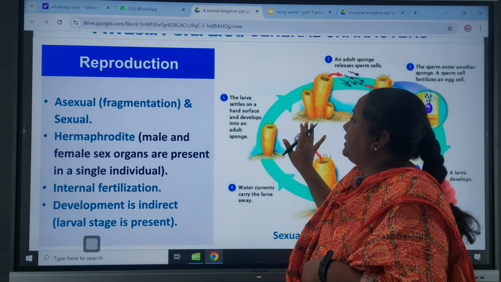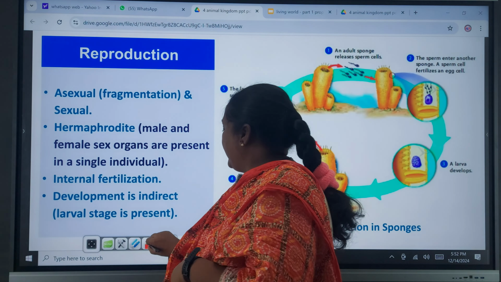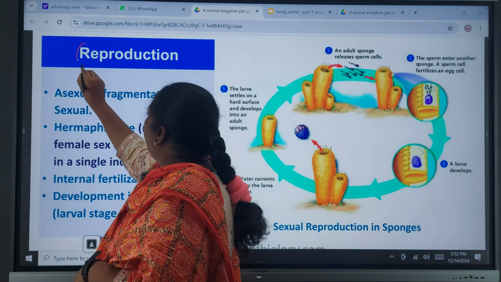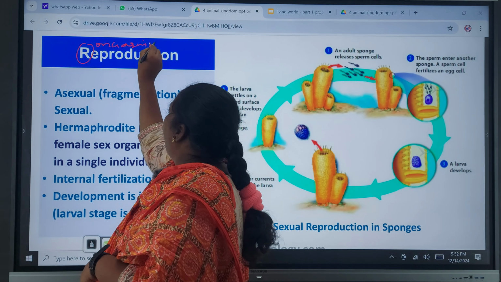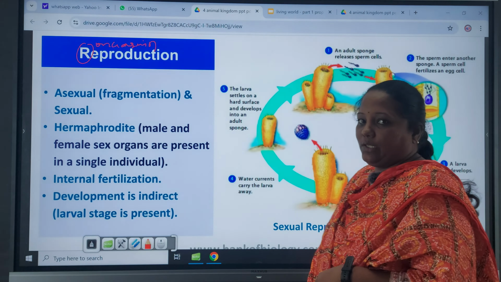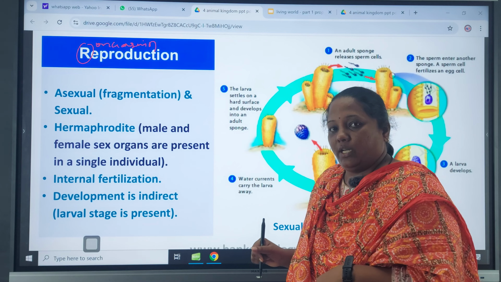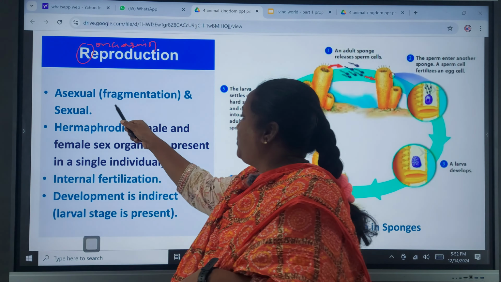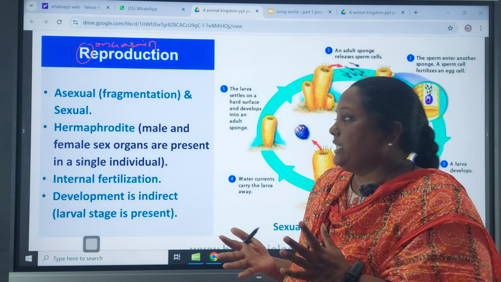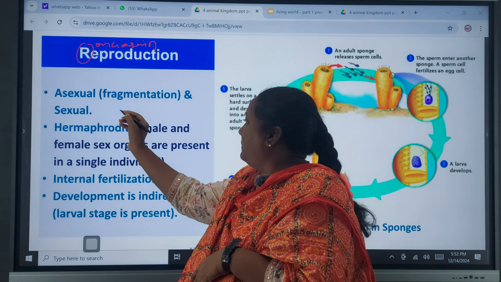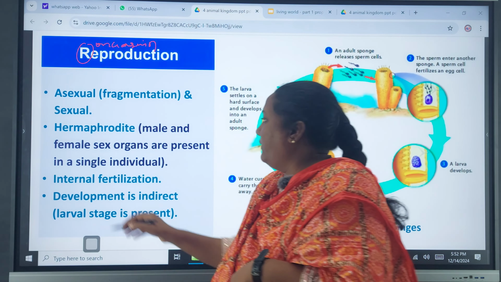Next, reproduction. Okay, what is reproduction? I said you already in the previous classes, re means once again. The once again producing organism is called reproduction. Here, in the Porifera, what type of reproduction occurs? It is asexual and sexual, both. What is asexual? Here, asexual reproduction is through fragmentation, and sexual reproduction you know very well.